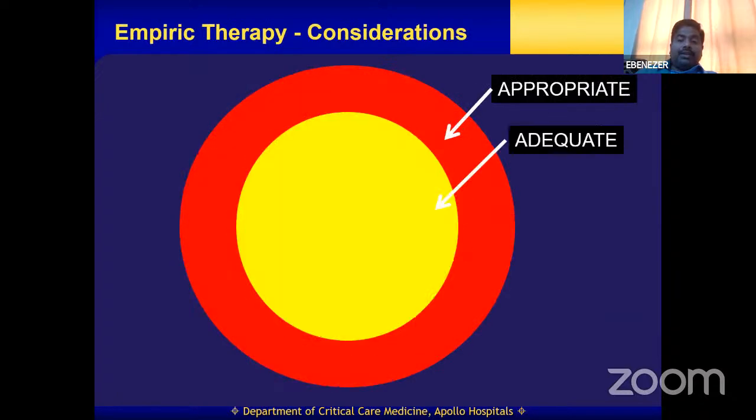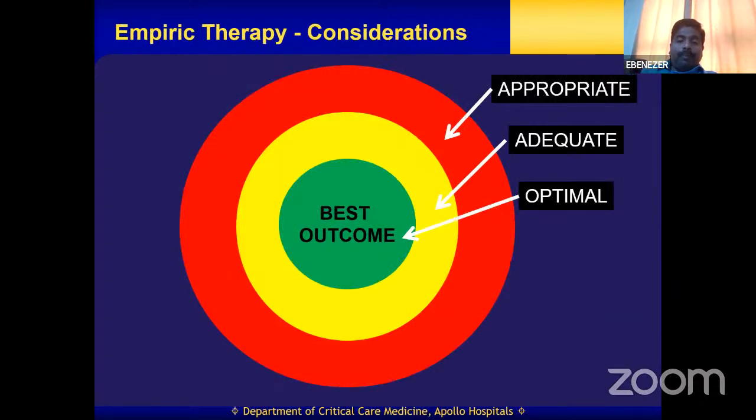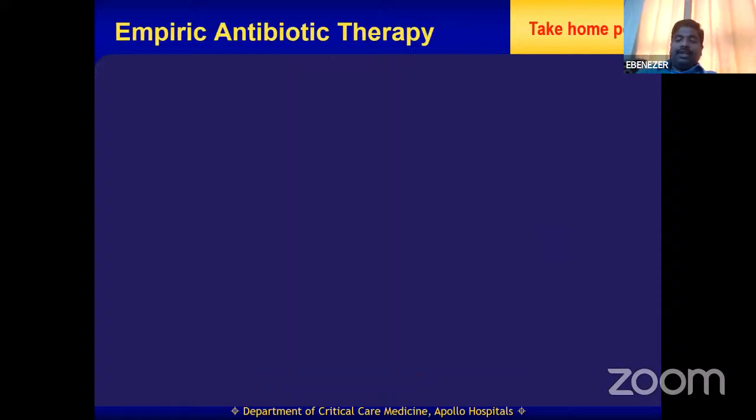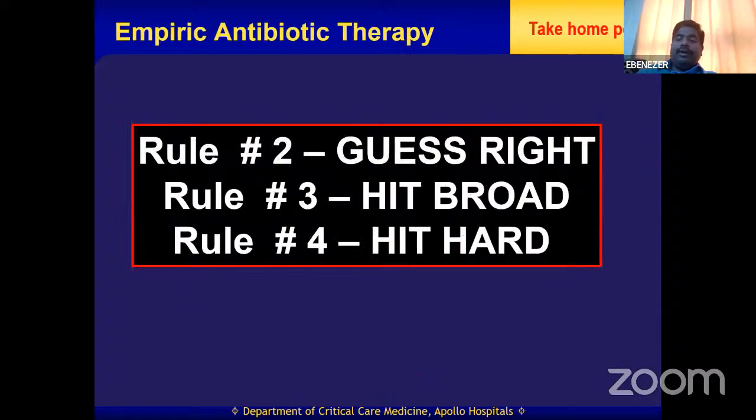Okay, as I told you, for appropriate antibiotics, adequate time. Okay, adequate time. Decide about the time very carefully. Optimally, if you give, the best outcome is achieved. Okay, that is also an important point. And always you have to guess right. Your ICU antibiogram is very, very important. The antibiogram profile in your ICU will decide how you are going to treat.